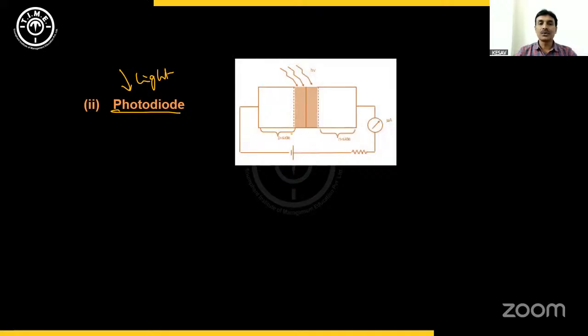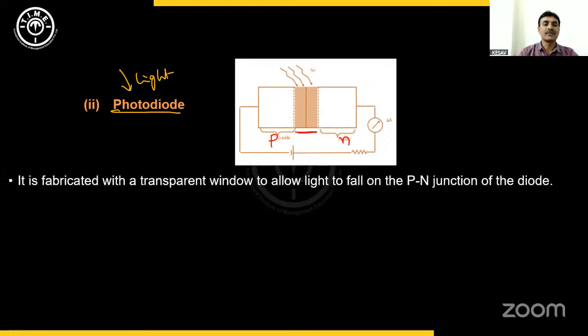Symbolically, the photodiode is shown like this. As usual, there are two materials, P-type material. This is the P side and this is the N side of the material. And this is the depletion region. Above that, there is a window through which light can fall on this junction region. Okay, light falls on the junction region. It is fabricated with a transparent window. Here is the transparent window to allow light to fall on the PN junction of the diode. Through the transparent window, light falls on the PN junction of the diode.